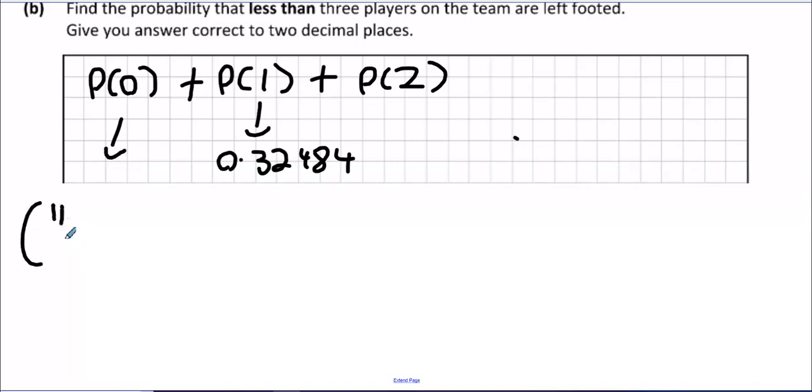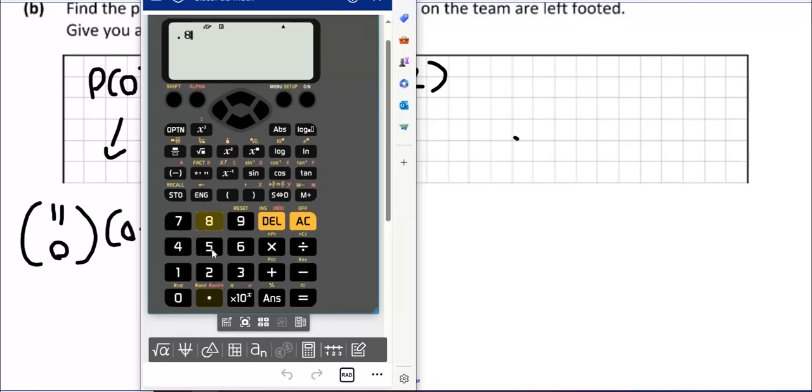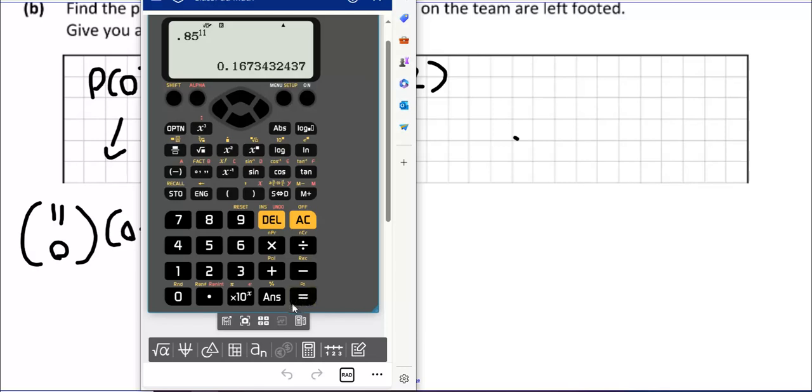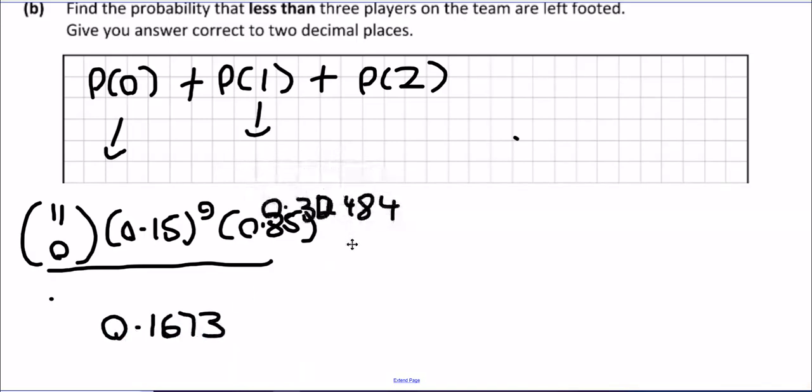It's going to be 11 choose no left footers, 0.15 to the power of 0, and 0.85 to the power of 11. Okay, so let's do 0.85 to the power of 11. And you get 0.1673. So this part here is 0.1673. We already know this part here.